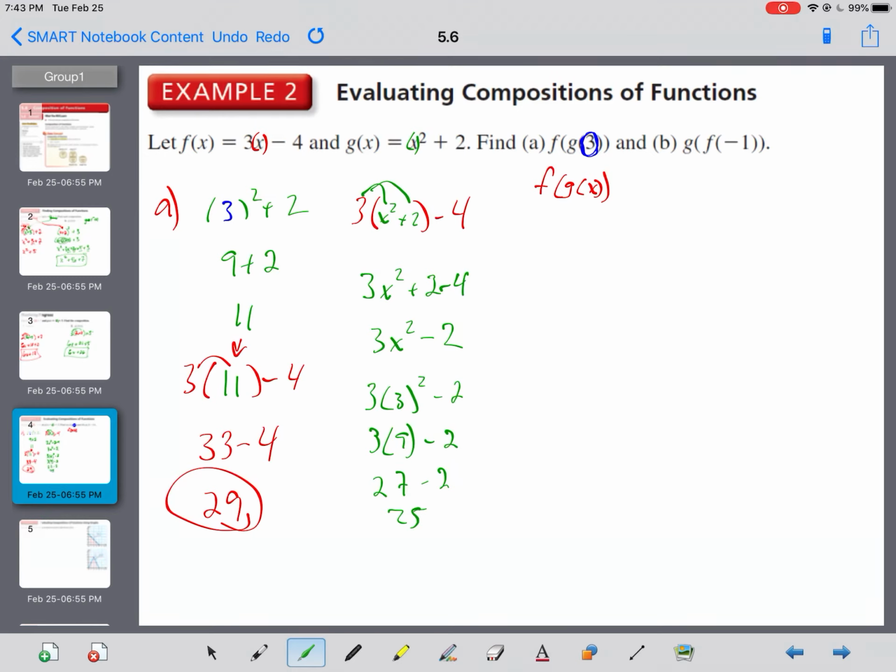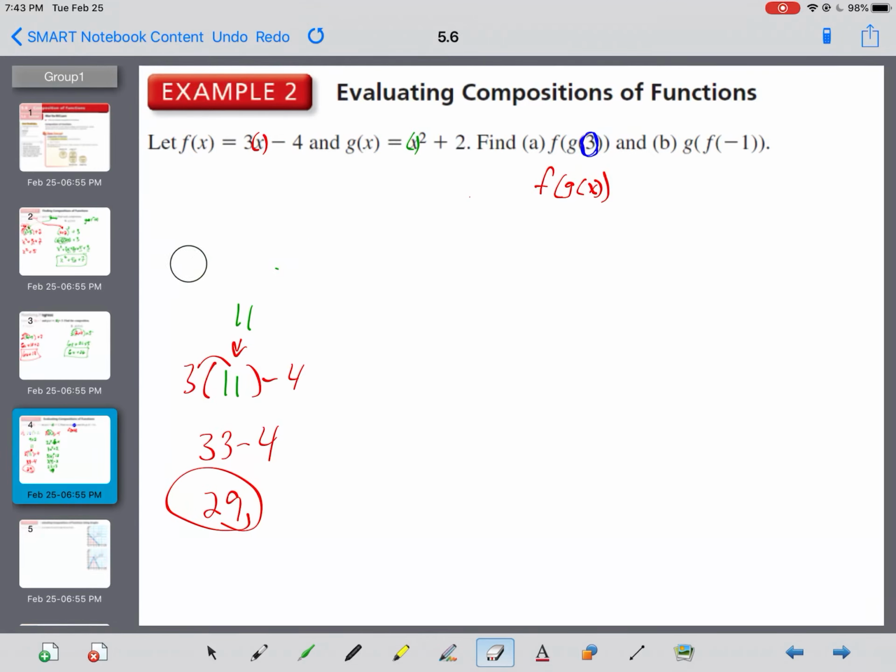That went weird. I figured out why. 3 times 2 is 6. There's our problem. 6 minus 4 is positive 2, plus 2, plus 2, plus 2 makes 29. That's how we get the same one. Make sure you distribute properly. Okay, so that's the first one.